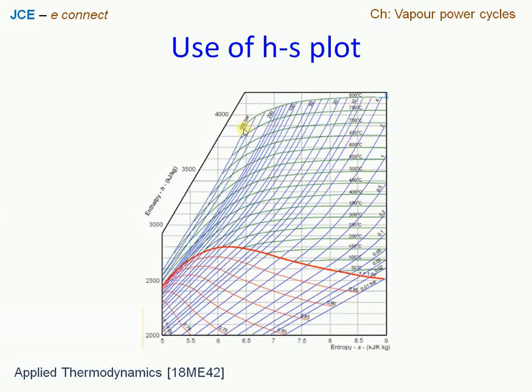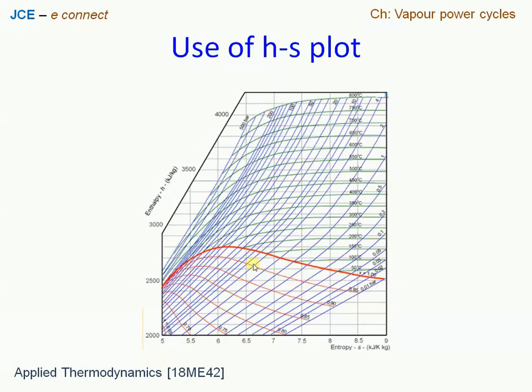Likewise, the temperatures are also shown here from 50 degrees Celsius all the way up to 800 degrees Celsius. So we see there are green horizontal lines. These are constant temperature curves. However, specific volume is not shown here.